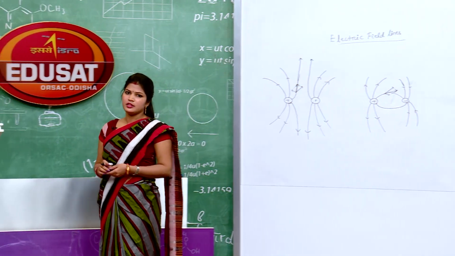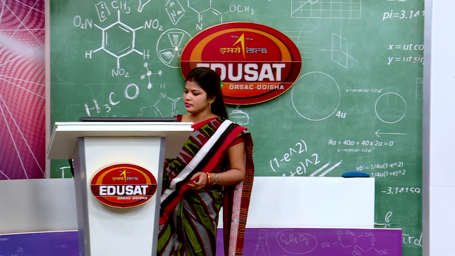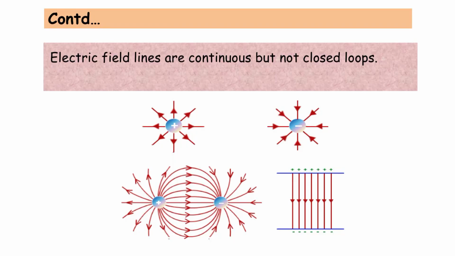Now, let us study the next property. Here you can see that electric field lines are continuous, but not closed loops. Why are they continuous? Because the electric field lines do not break in mid air. So, they are continuous curves, but not closed loops, because they start from positive and end on negative and do not come back from negative to positive again. That is why they are not forming closed loops.